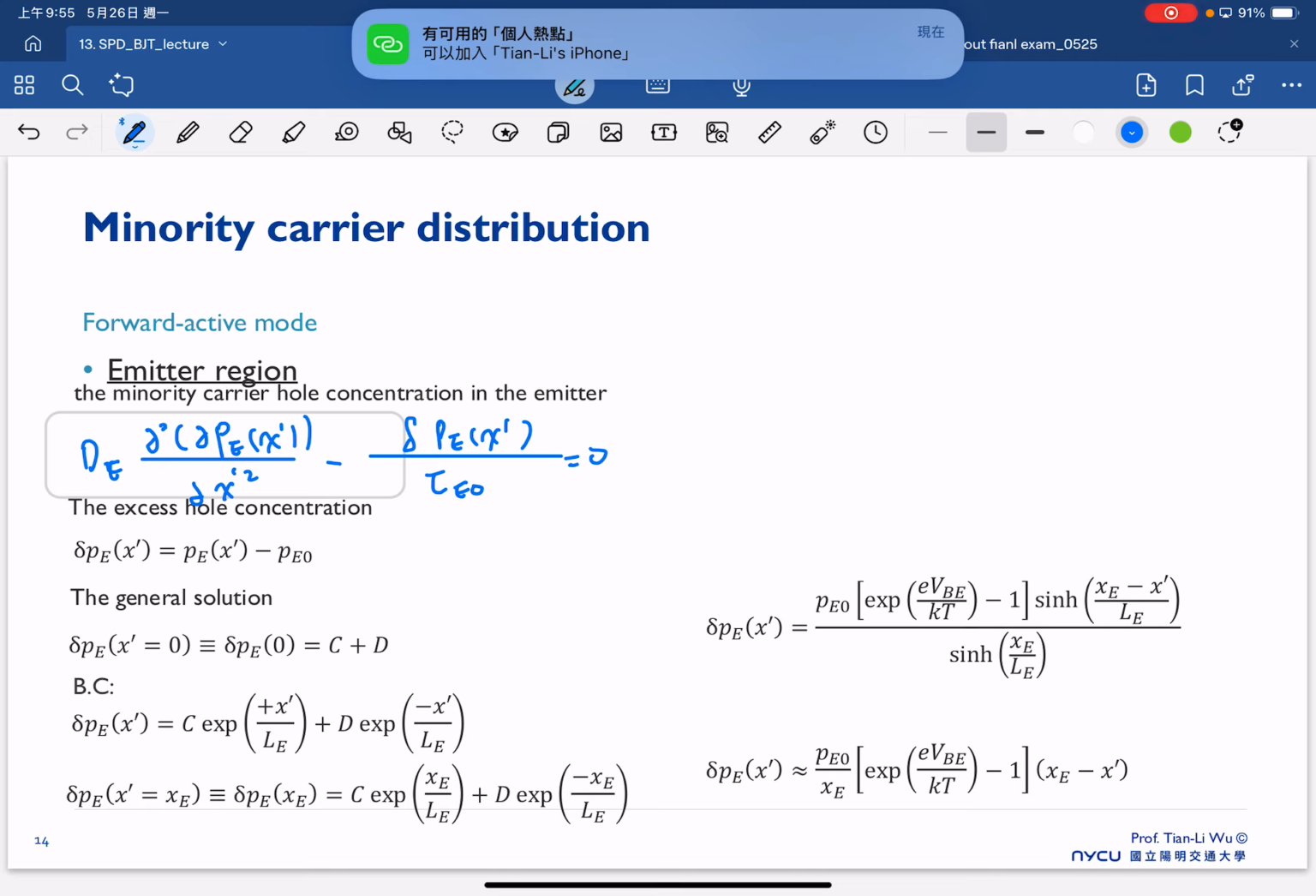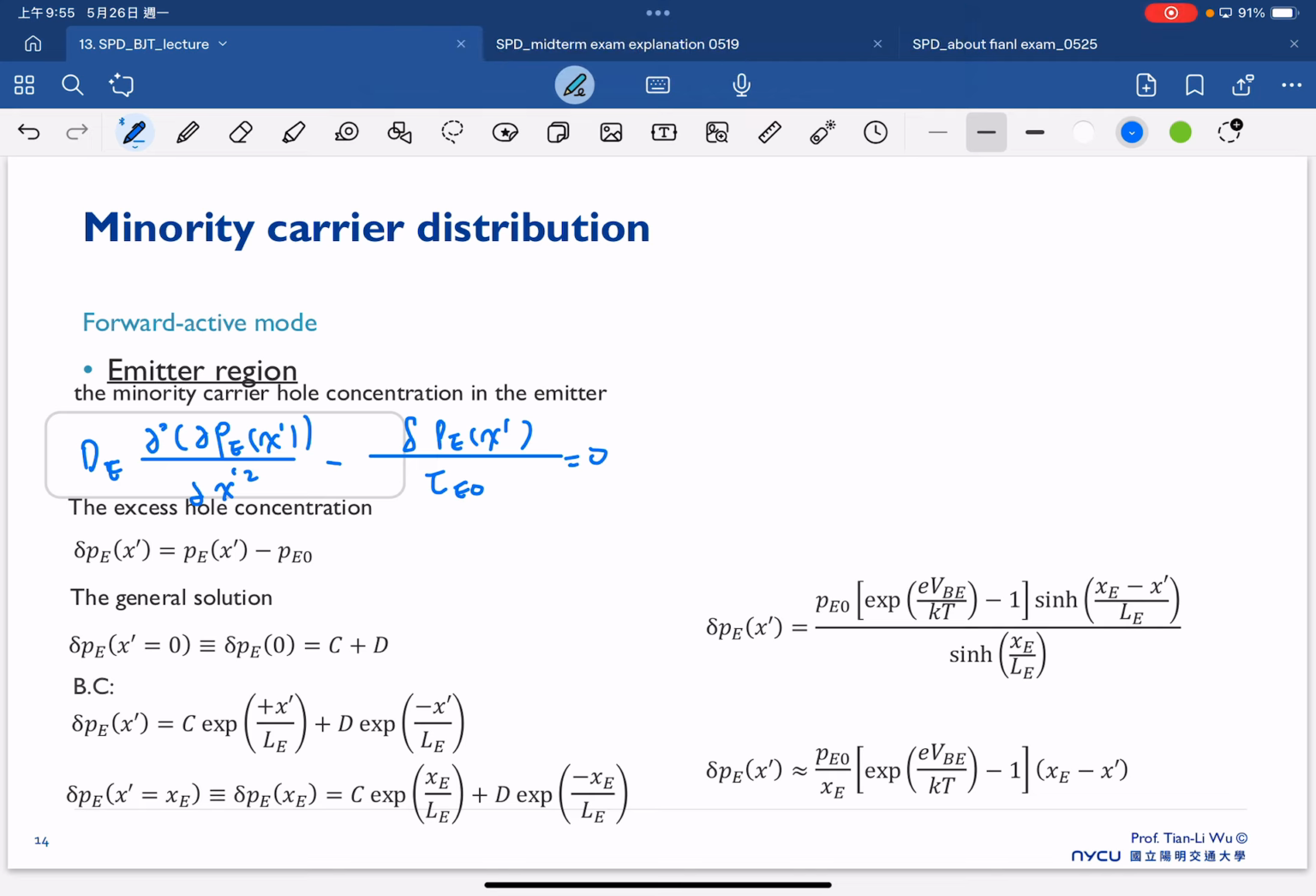And then similarly, we put this excess hole concentration general solution. We put a boundary condition. In the end, we have the formula shown here.